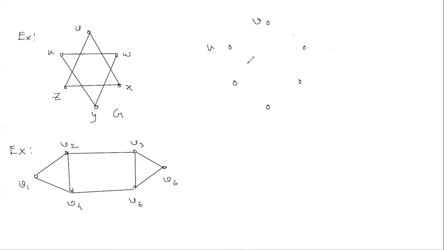U, V, W, X, Y, Z. So here U and V are not connected in G, so they must be connected in G bar. So we are constructing G bar. So U, V must be connected. After that, U, Z must be connected. So there is an edge between U and Z and between U and X.